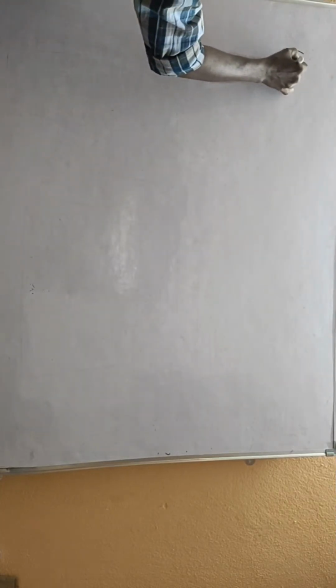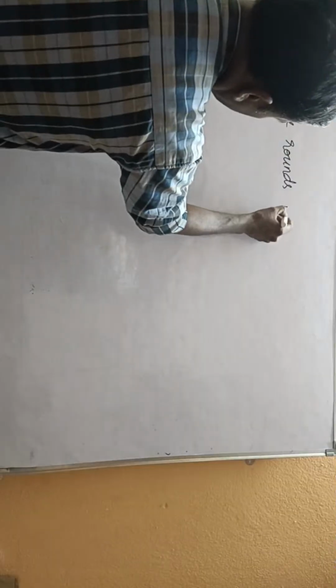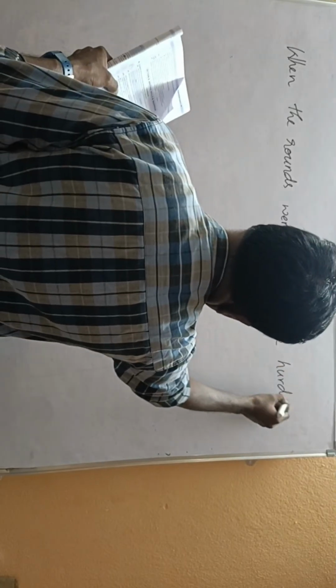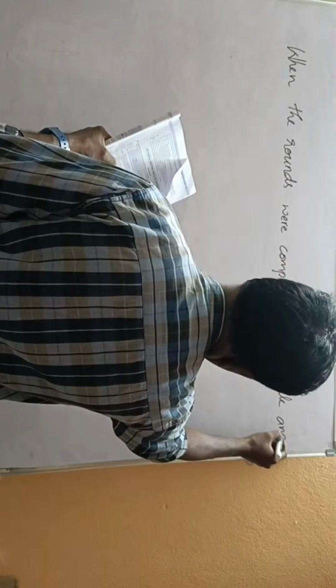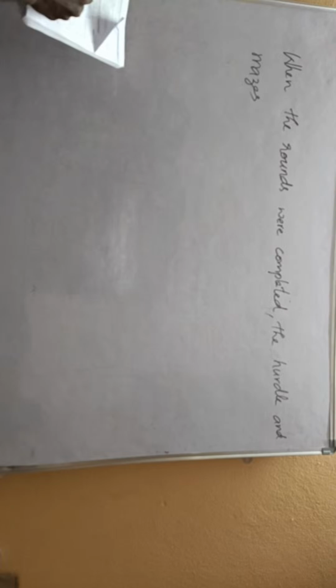Next question is: When the rounds were completed, the hurdle and mazes appeared on the appropriate places.